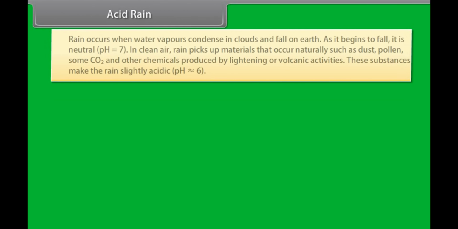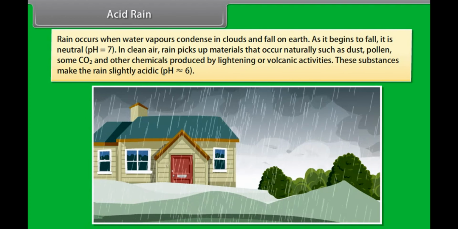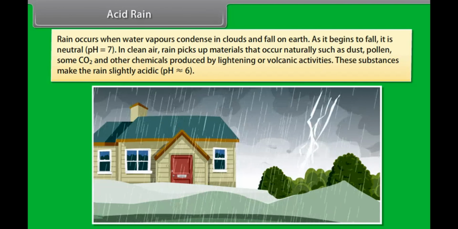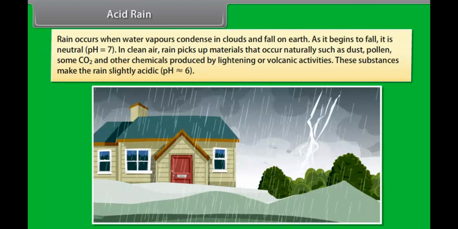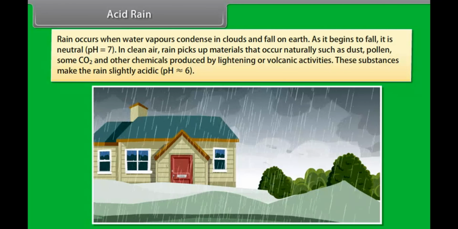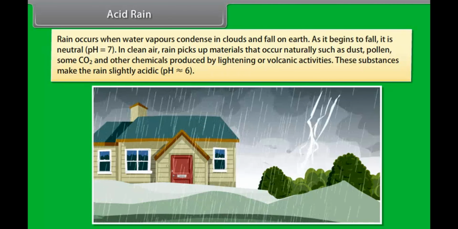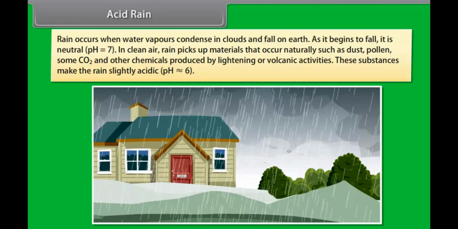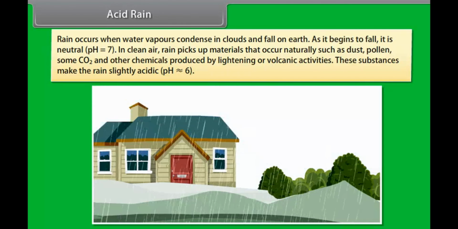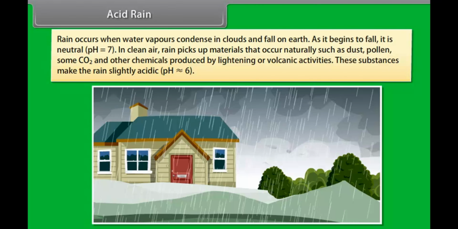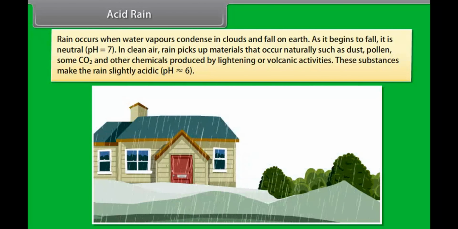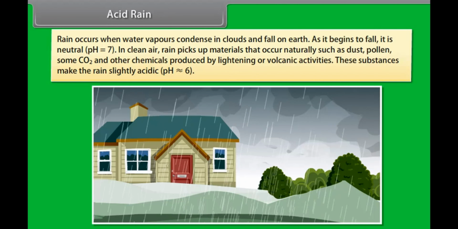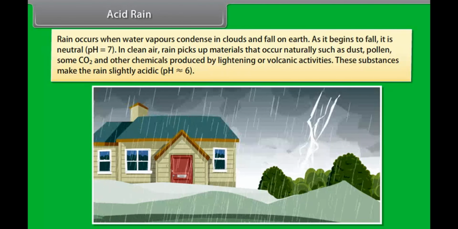Acid rain. Rain occurs when water vapors condense in clouds and fall on Earth. As it begins to fall, it is neutral, having a pH value of 7. In clean air, rain picks up materials that occur naturally, such as dust, pollen, some carbon dioxide, and other chemicals produced by lightning or volcanic activities. These substances make the rain slightly acidic, with a pH value of nearly 6.